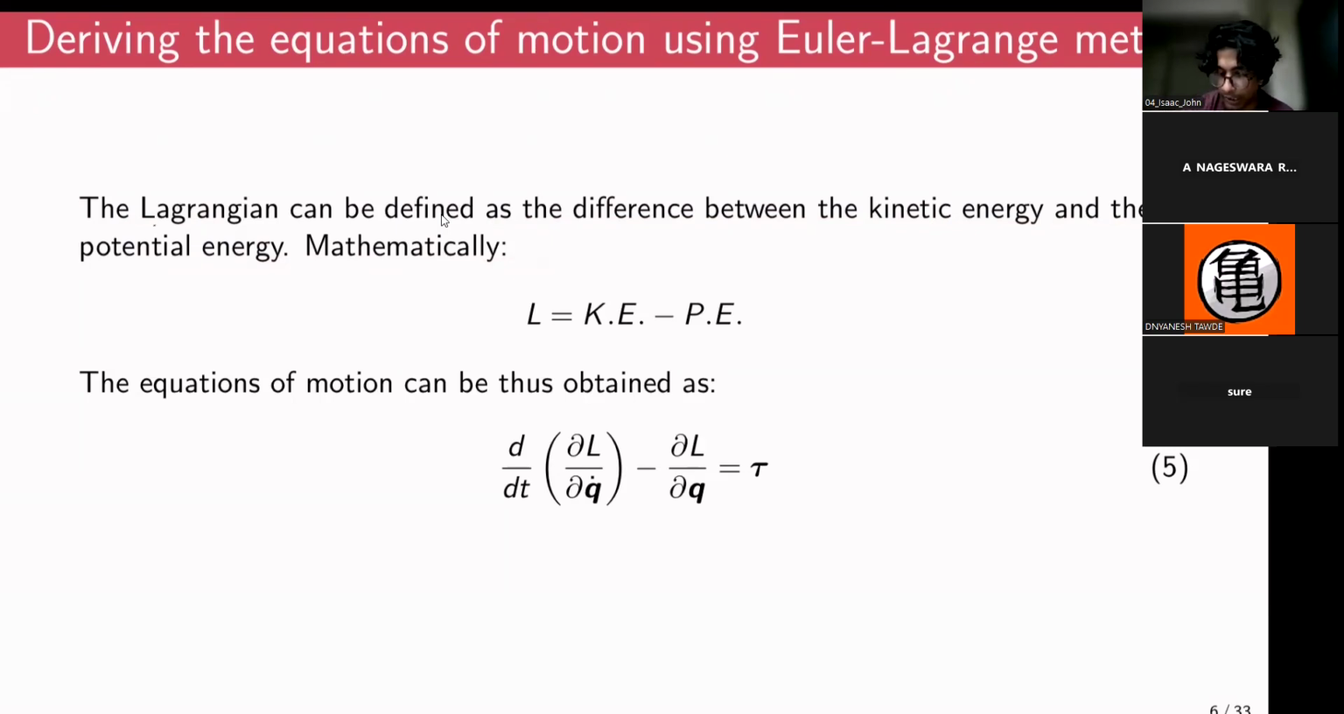So the scalar quantity Lagrangian can be defined as the difference between kinetic energy and potential energy, right? It's nothing but the difference between KE and PE. And then you can essentially obtain the equation of motion by expanding it according to this formula. So, you take the partial derivative of the Lagrangian with respect to the velocities first, then take the total derivative of this entire term with time, subtracted by the partial derivative of the Lagrangian with respect to the generalized coordinates.